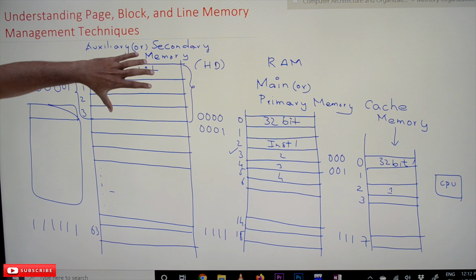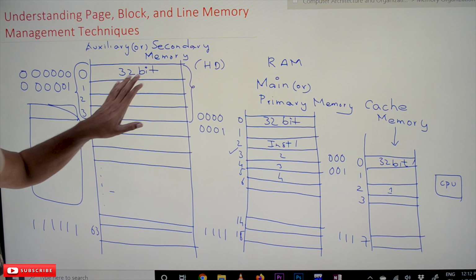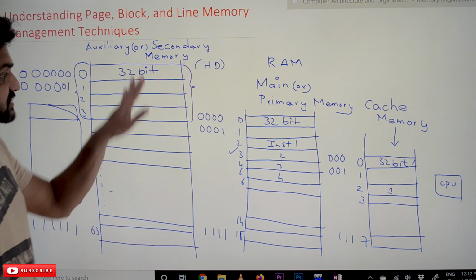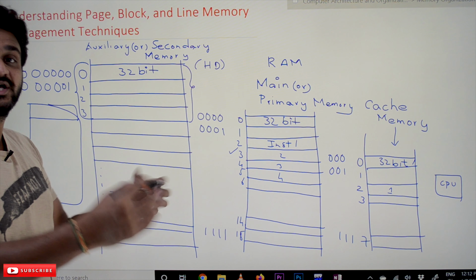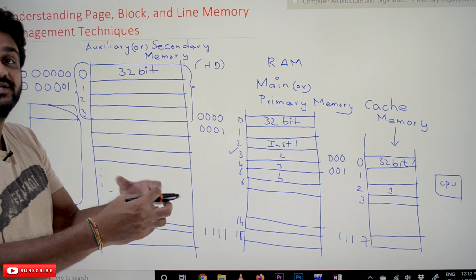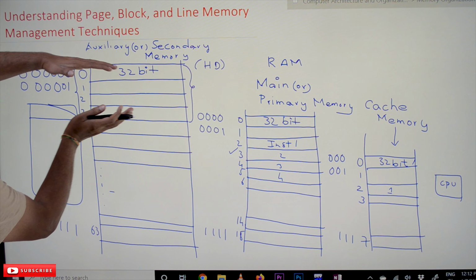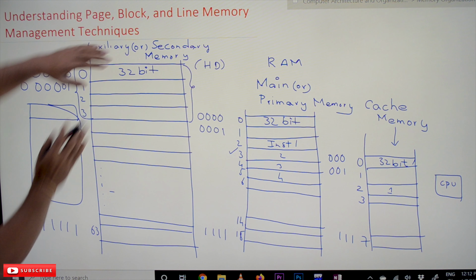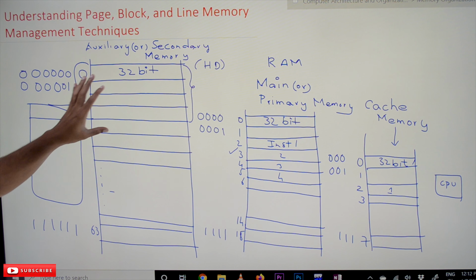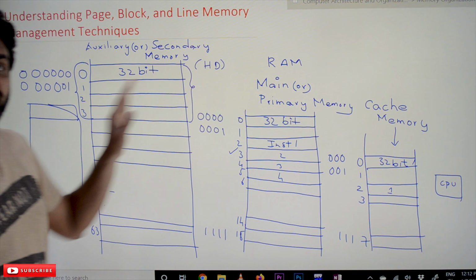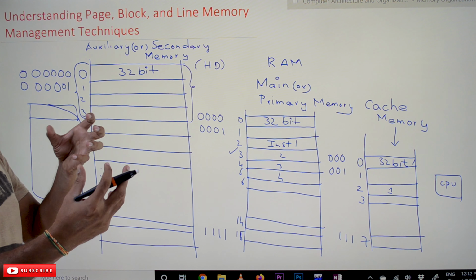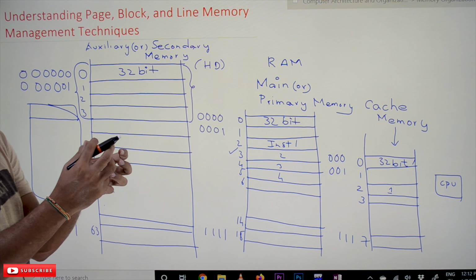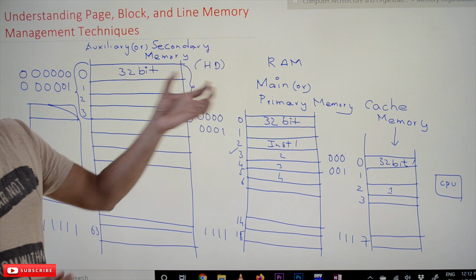This is not physically done. Physically the memory will be in the same way, but logically it happens. Logically means the software is written in such a way that all these four locations are combinedly called a page. The CPU knows only the physical address of the memory locations. It does not know about the page number or block number.